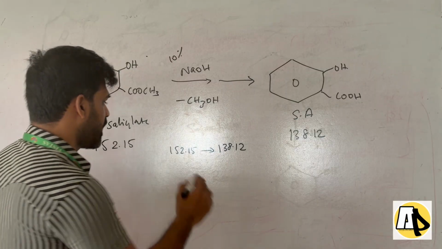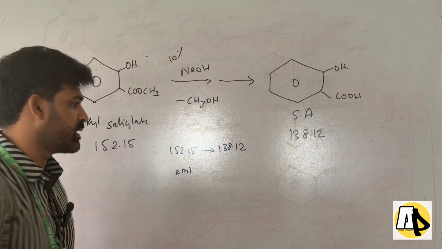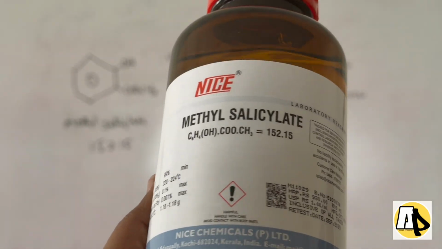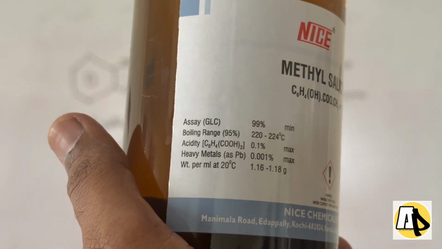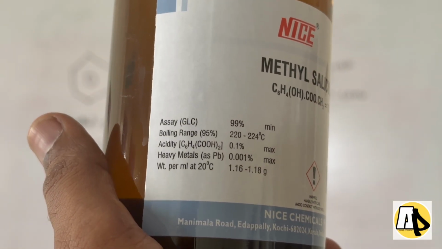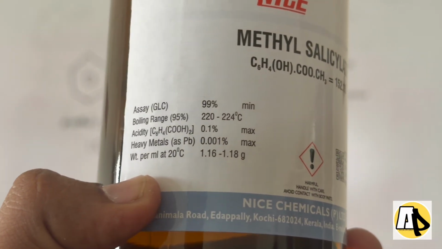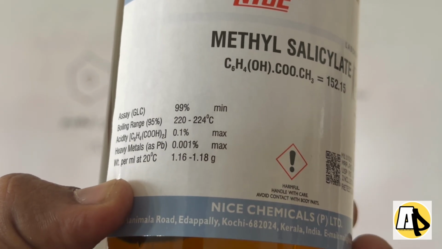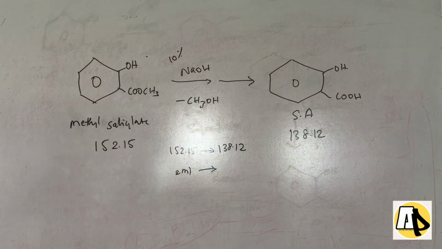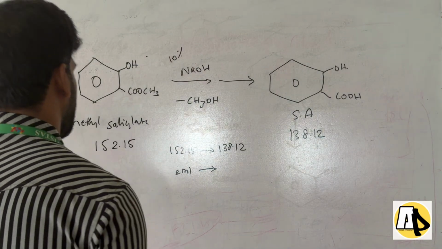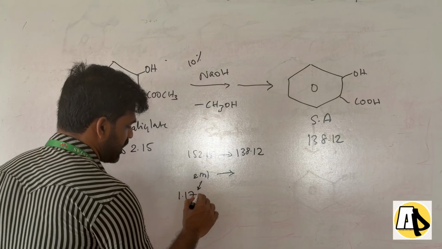In the procedure, we are taking 2 ml of methyl salicylate. You can see methyl salicylate and the numbers here. Methyl salicylate is not a solid, it is a liquid, so we are taking 2 ml. You can see here weight per ml. 1 ml of methyl salicylate contains 1.16 to 1.18 grams. Based on this understanding, for this 2 ml we will take 1 ml as containing 1.17 gram.